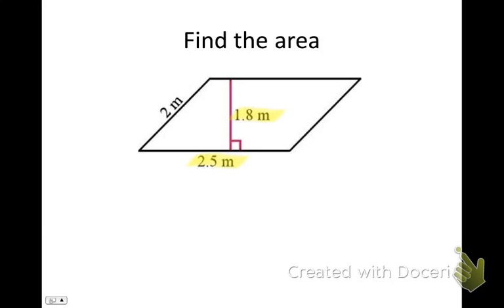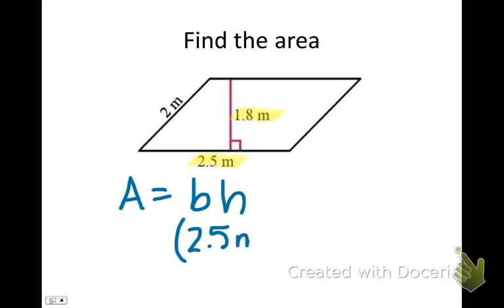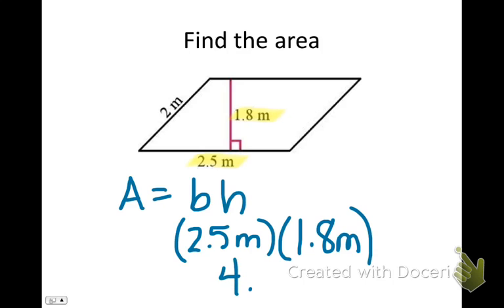So we'll use this formula. Area is equal to base times the height. So we substitute in the numbers that we know. 2.5 meters times 1.8 meters will give us a total area of 4.5 meters squared.